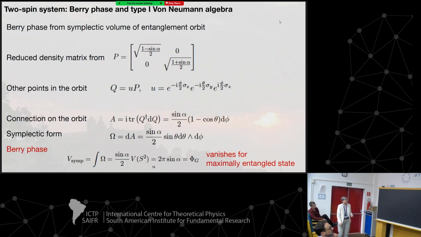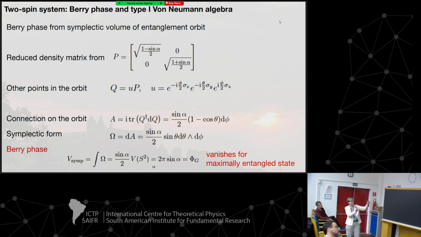Okay, and now I can relate the Berry phase for the system to the type 1 von Neumann algebra. The Berry phase I actually get from the symplectic volume of this entanglement orbit. So I use this differential geometric structure. I just pick one representative of the orbit, which is this. The reduced density matrix you get as the square of this P, and this is a point that defines the orbit, and then you get the other points in the orbit by acting with this unitary transformation with the Pauli matrices, and you see two different angles, theta and phi, that contribute here.